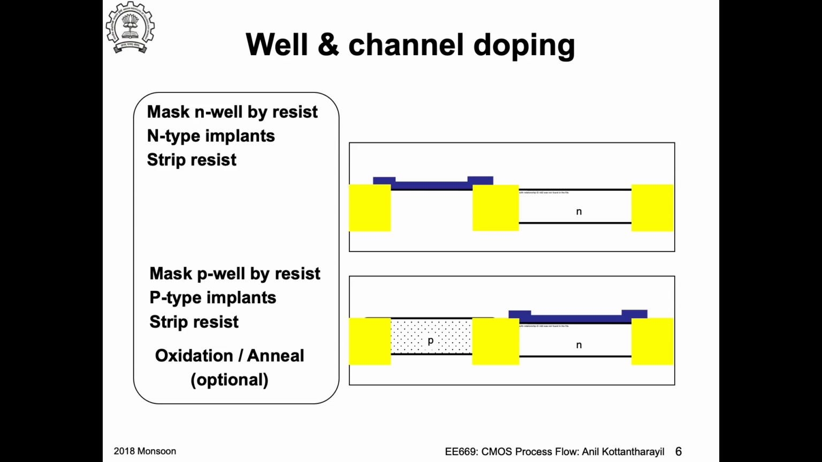You would do the P-well implants again, which are deep, and then the anti-punch-through implants, which are medium energy, and then a threshold voltage implant. Then of course you remove the photoresist, which is very important. And then you can optionally do an oxidation or high temperature annealing to activate the dopants that you have implanted.